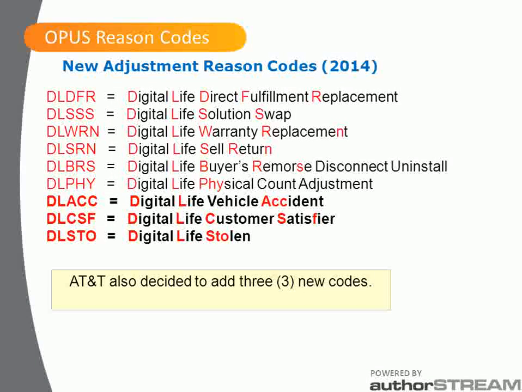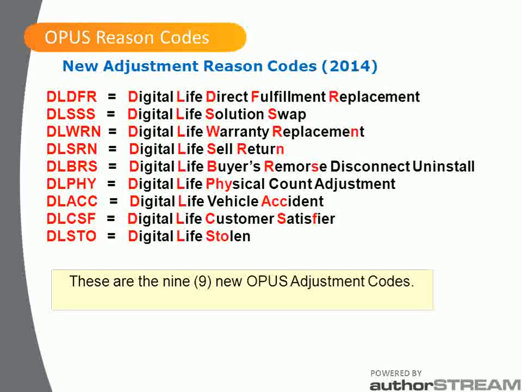In addition to removing 4 reason codes, AT&T also decided to add 3 new codes. These are DLACC, to use in adjusting out a device that is damaged in a vehicle accident, DLCSF, to adjust out an item that is given to a customer at no charge, and DLSTO, to adjust out an item that has been stolen.